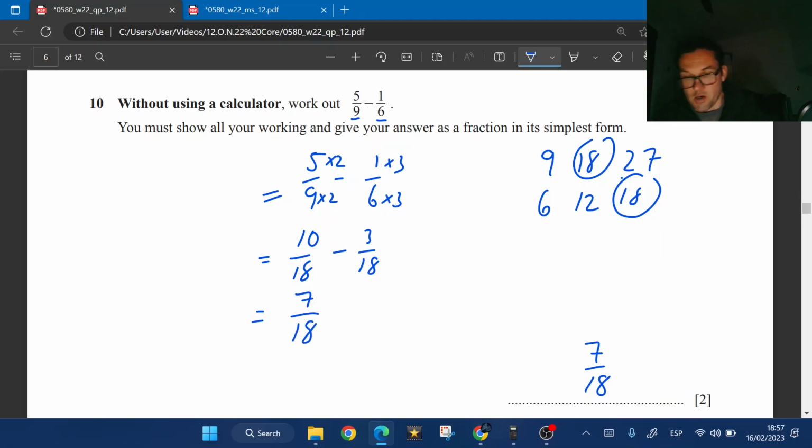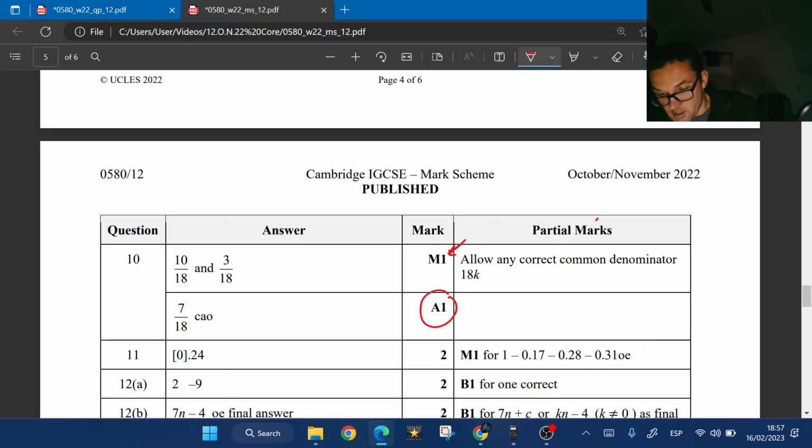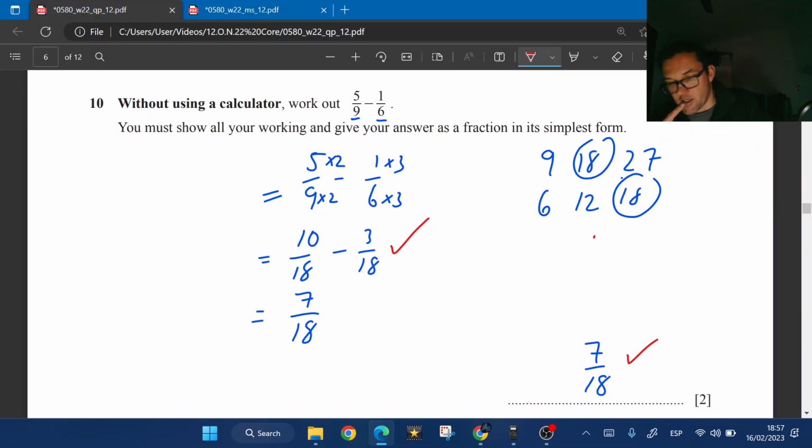Now we get 4 marks. We get 1 mark for getting the common denominator, and then they'll give you a mark for the correct answer. Okay, see 10 over 18 and 3 over 18. But like I said, any correct common denominator works. So if you had used 36 or 54 as a common denominator, you could still get full marks.